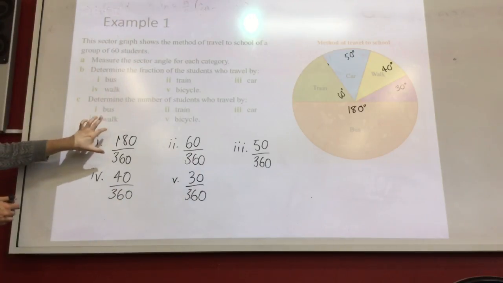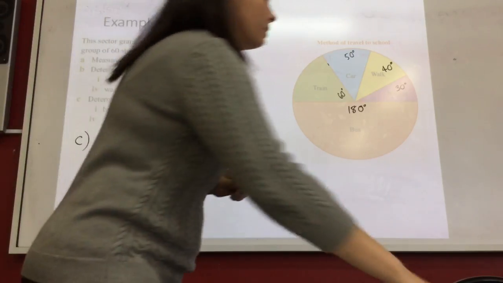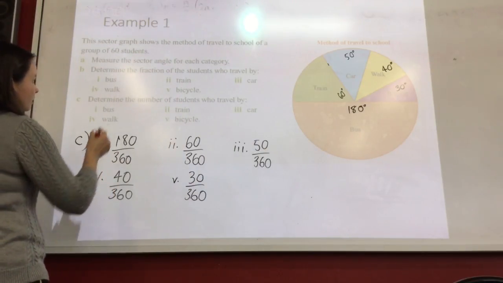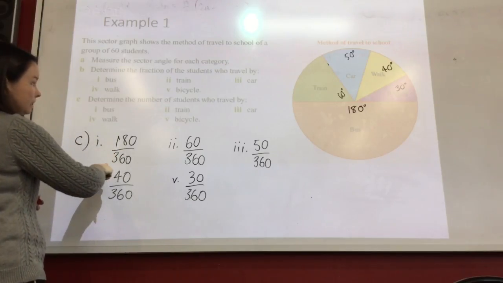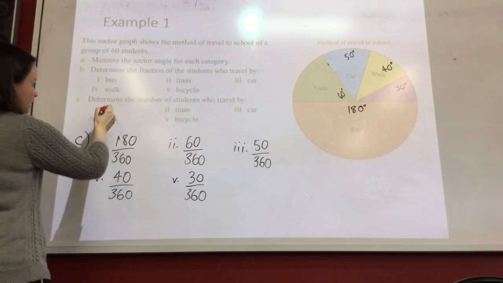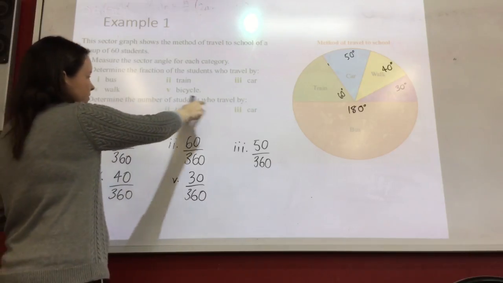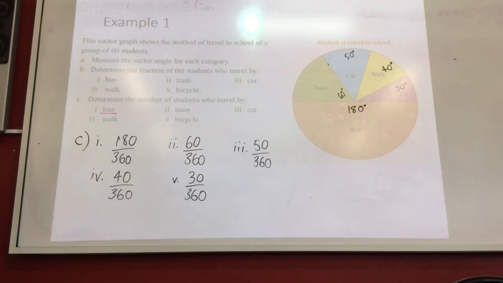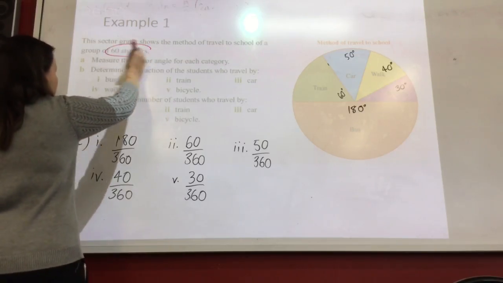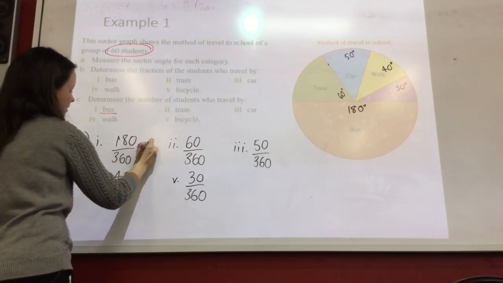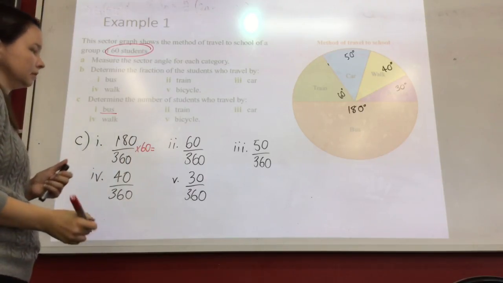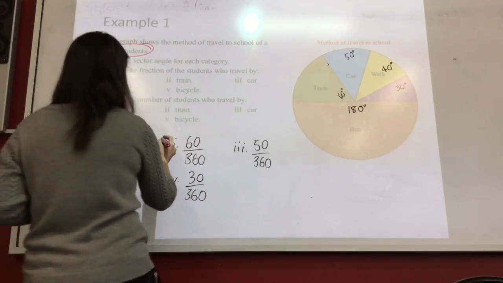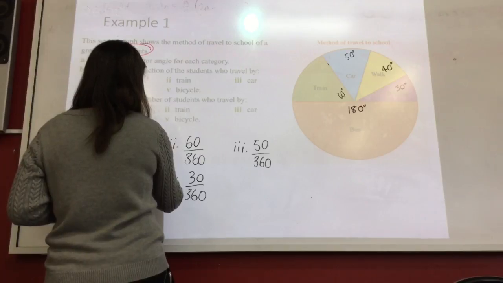So for bus we have 180 over 360. What are we multiplying by? Sorry, 360. So 180 over 360 is the fraction that catch the bus. And we want to determine the number of students who travel by it. How many students were surveyed in total? 60. Oh, we times by 60. Yeah, 60 students in total, so times by 60 equals. And you should get 30.